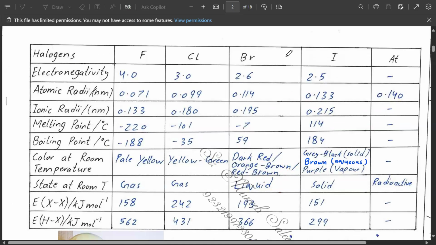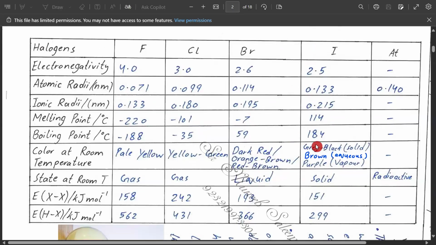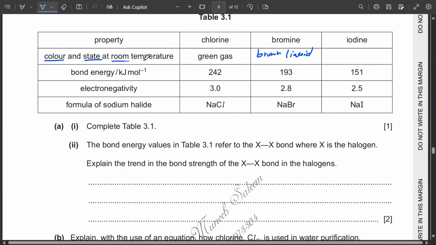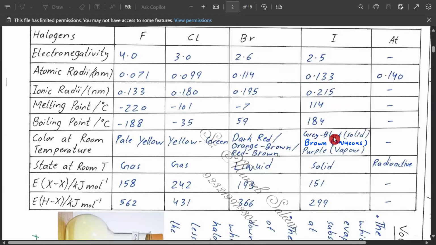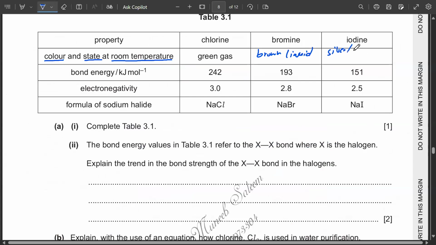So it is liquid. What about iodine? The color of iodine in the solid, because we have to tell at room temperature. At room temperature, iodine is in the solid form. So the color of the solid iodine is gray or black. So I can write the same answer here, or you can also write silver. So it could be silver, it could be gray, it could be black, and it is solid. Now we have mentioned both the colors and the physical states.